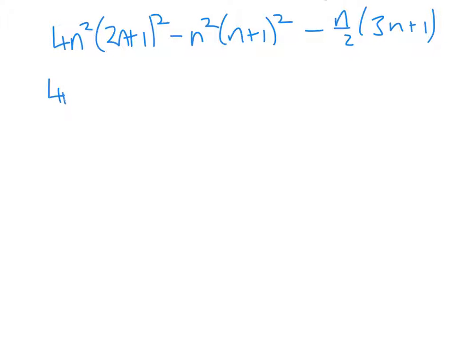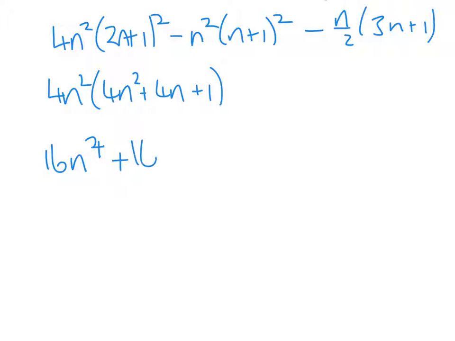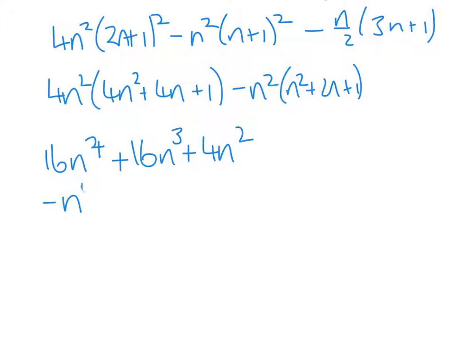So we have 4n squared plus 4n plus 1. So that is going to give us 16n to the power 4 plus 16n cubed plus 4n squared. Second bracket then is n squared upon n squared plus 2n plus 1. So we're going to be taking away n to the power 4, taking away 2n cubed, and taking away an n squared.